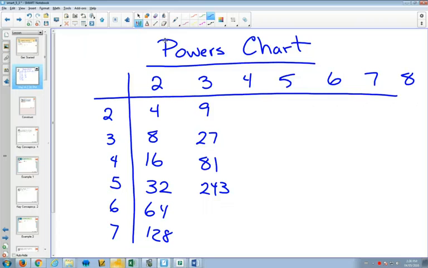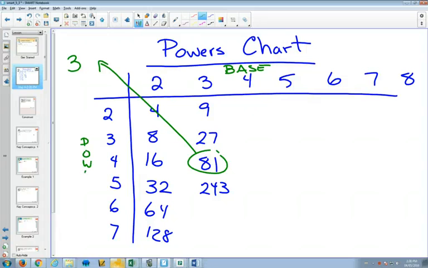So we can keep going. Just how did we get this number? This is the base. These are all the bases here. These are all the powers here. So this is 3 to the power 4 is 81. That's where that number comes from.